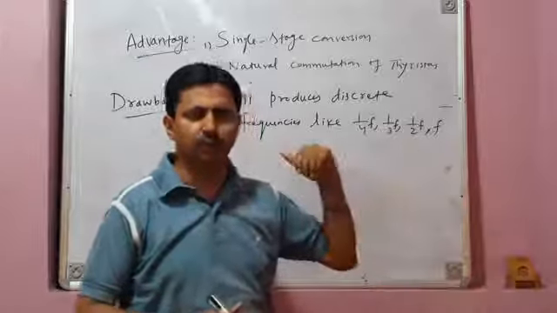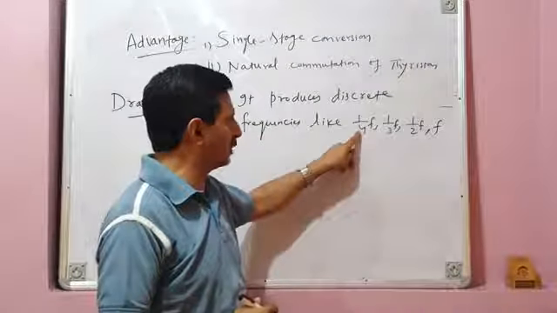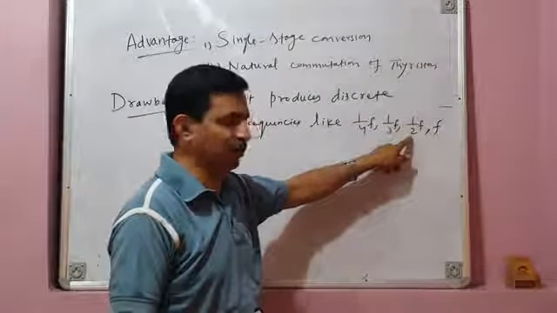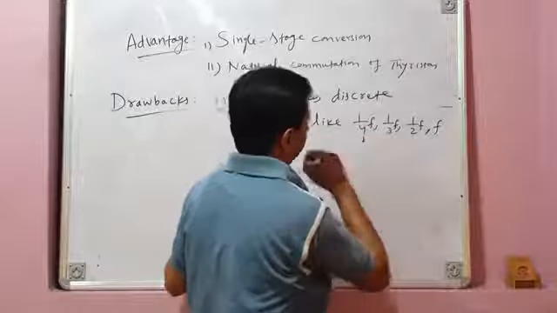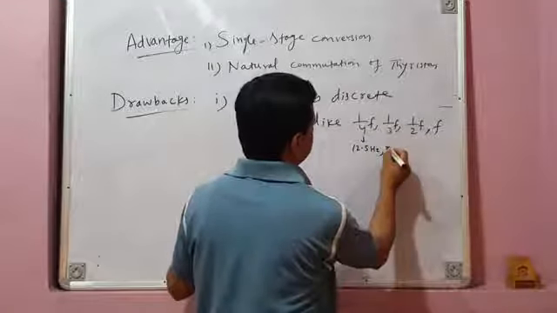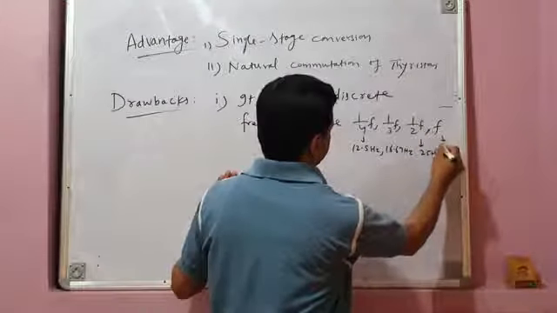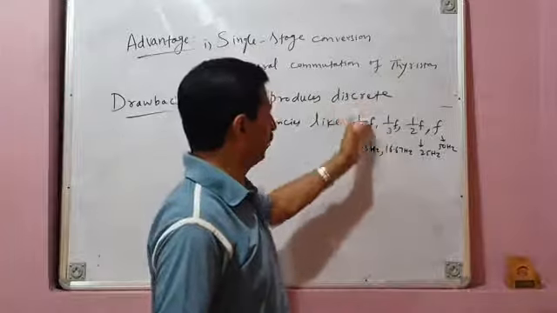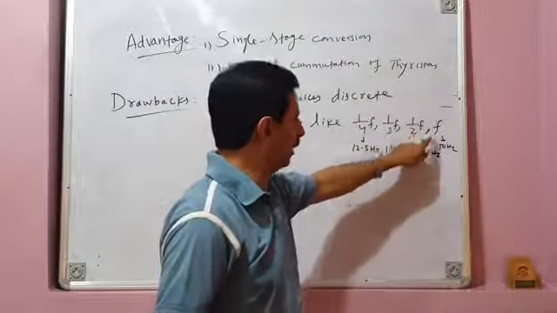Like if your input voltage is at 50 hertz, for one arrangement, it can produce output voltage at 1 by 4 of 50 hertz, and then you can increase it to 1 by 3 of 50 hertz. Then you can increase it to 1 by 2 of 50 hertz, which means 25 hertz, then 50 hertz. So four frequency values are here. This is 50 by 4, 12.5 hertz. This is 1 by 3, that is 16.67 hertz. This is 25 hertz, and this is 50 hertz. So you can produce only a few frequency steps, like 12.5 hertz, which is 1 by 4f, 16.67 hertz, which means 1 by 3f, 25 hertz, which means f by 2, and 50 hertz.